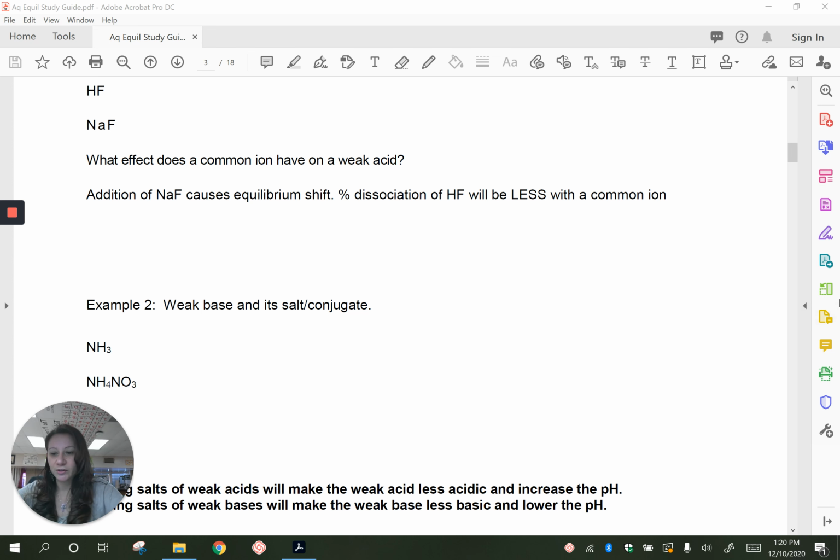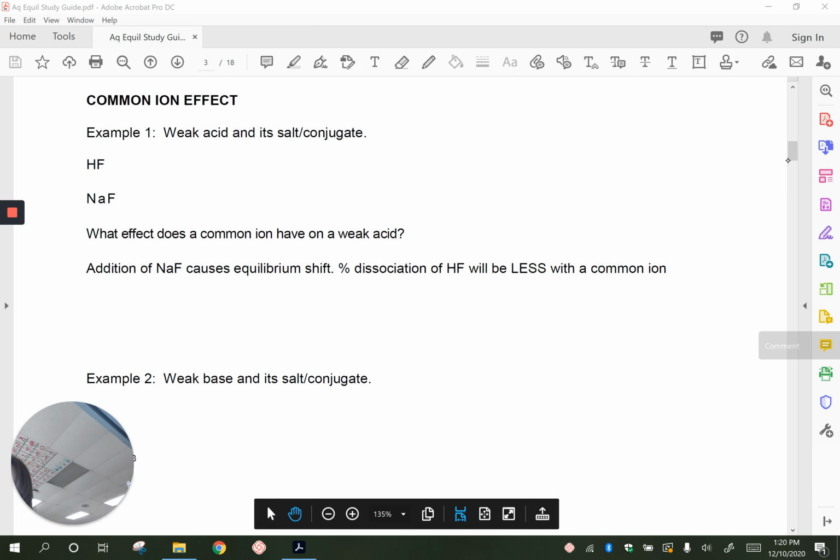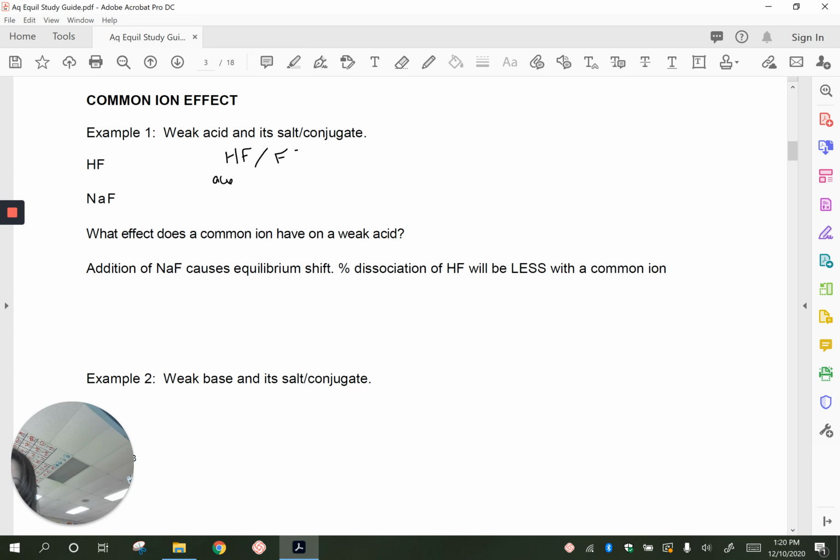The way that it works is that each buffer has an acidic and a basic component to it, and so let's look at HF and F minus, for example. So we have HF and F minus. This is the acidic portion of this buffer. This is the basic portion because that's a weak acid and its conjugate base, right?